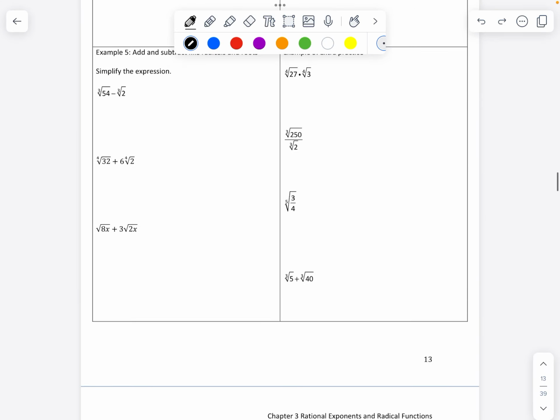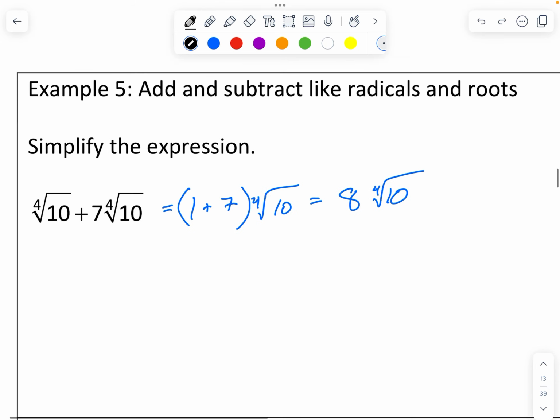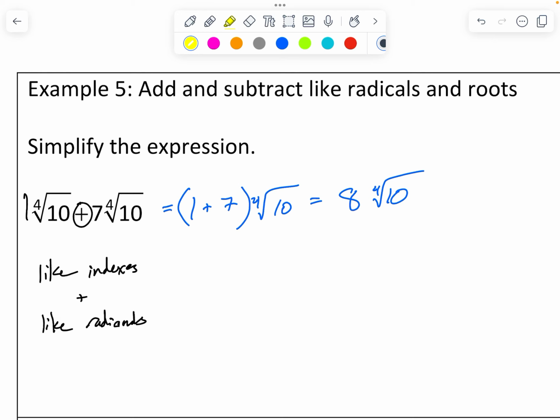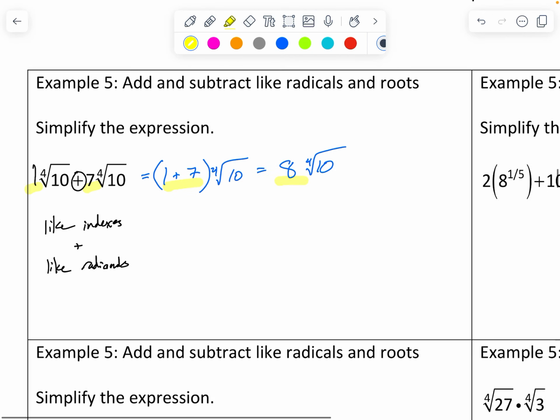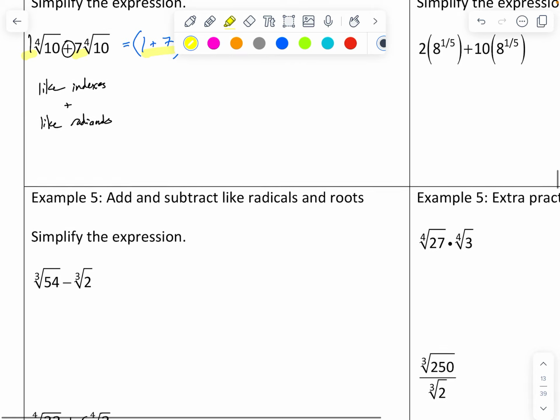Alrighty, page 13, we can go through together here. So first of all, these have like indexes and like radicands, so they can be added. Let's add 1 plus 7 is 8, 4 through 10. Alright, so that's an example of adding and subtracting like radicals.